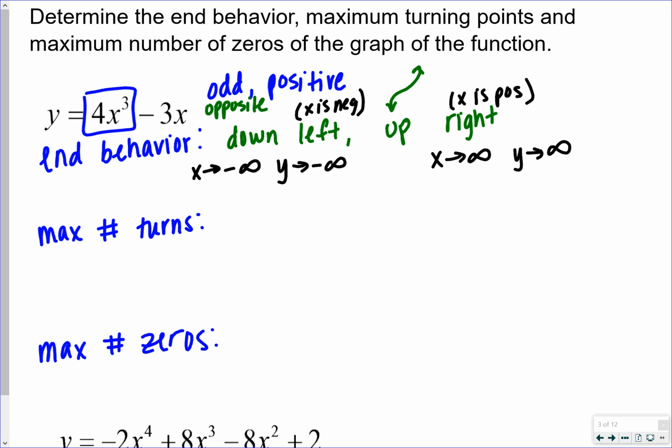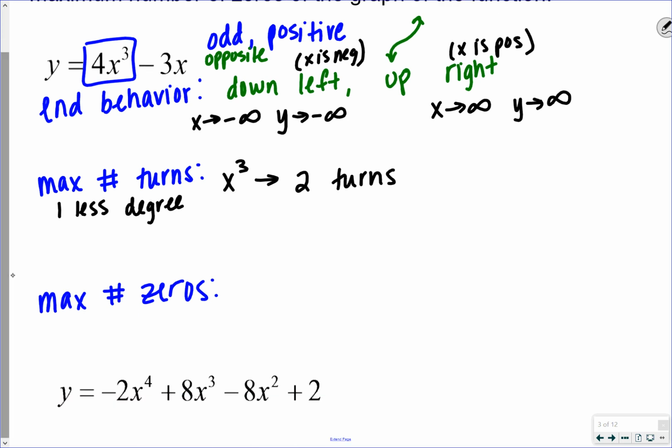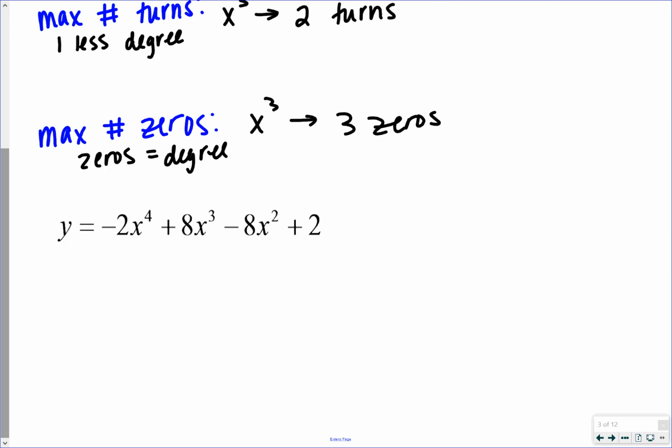All right, max number of turns. Your number of turns is one less than the degree. So my degree is in x cubed, which means I have a maximum of 2 turns. And my max number of zeros, my zeros is equal to the degree. So since I have an x cubed, I have 3 zeros. Moving on to the next one.